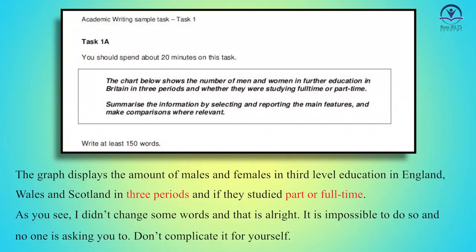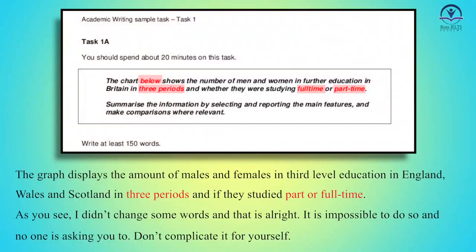As you can see, here again, I didn't change all the words in the question statement, and that's all right. You don't need to paraphrase all the words and complicate things for yourself. For example, I didn't change the word 3 periods, or even the word below was removed. The word full-time or part-time was replaced with part or full-time, since I didn't have a synonym for that, so I decided to just change the order of the words.